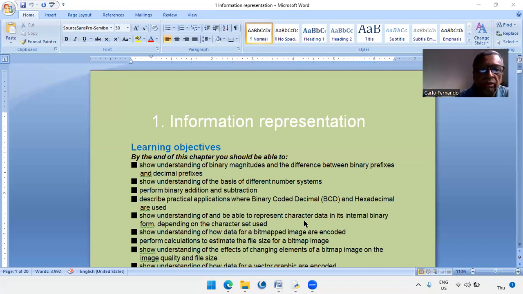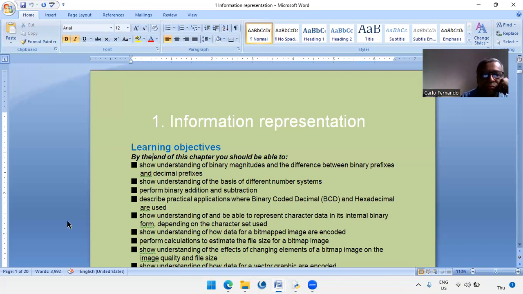So understanding of and be able to represent character data in its internal binary form, depending on the character set used. That means when you type a letter A, the letter A in that form known to us will not go into the computer. A different binary code, in machine code, for A, and for B, another one, likewise. For capital A, one code, for simple A, another code.